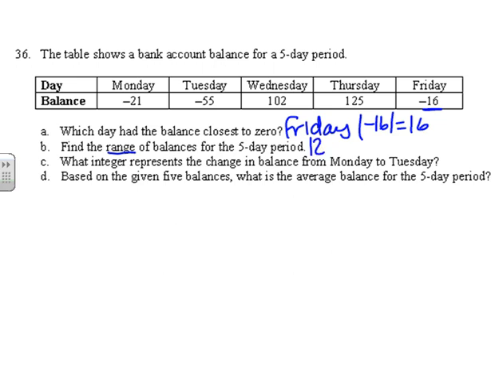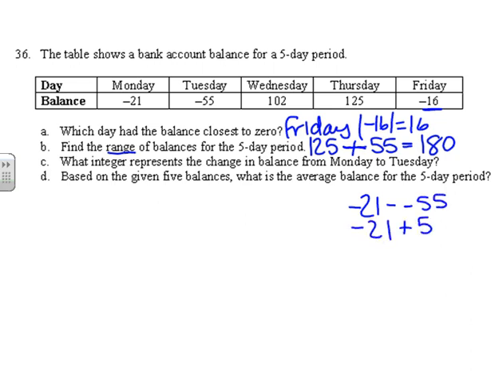Range. Range means subtract the highest value and the lowest value. So we're going to do 125 and subtract the lowest value, which is -55. If we do keep add opposite, that's going to turn into 125 plus 55, which gives us a range of 180. The balance from Monday to Tuesday, we are just subtracting the two. So we're going to do -21 minus -55. Keep add opposite. And that's going to give us a total value of 34.